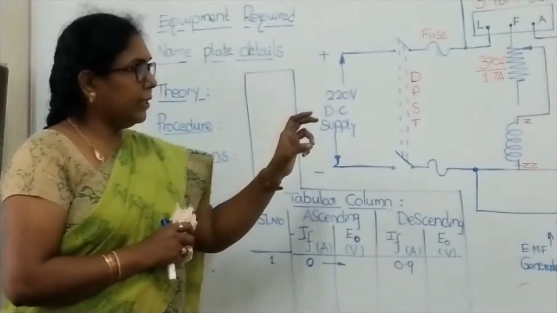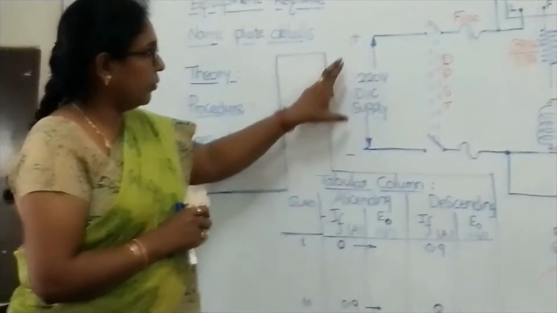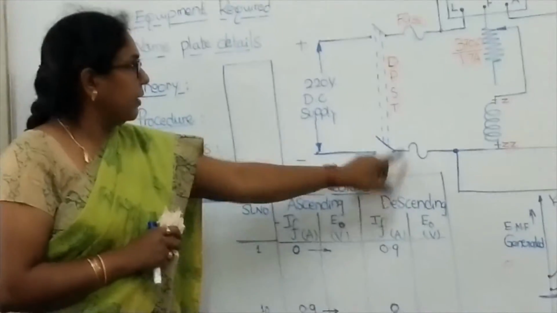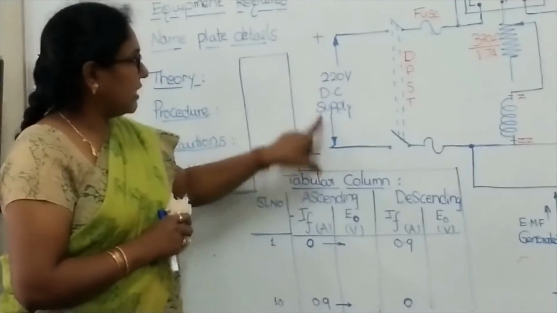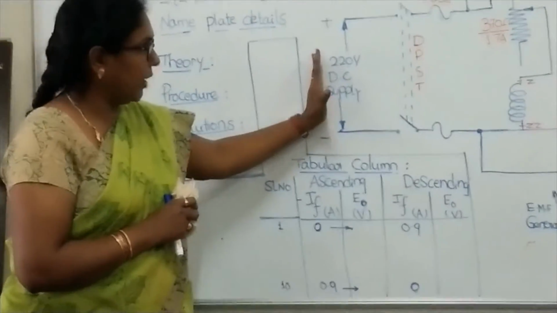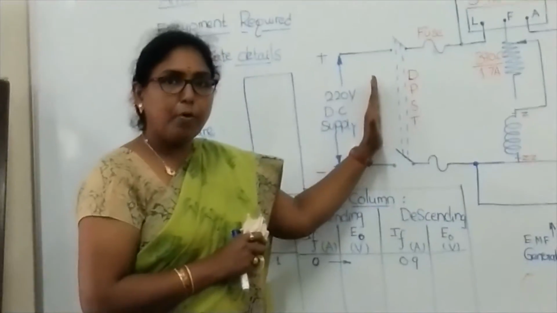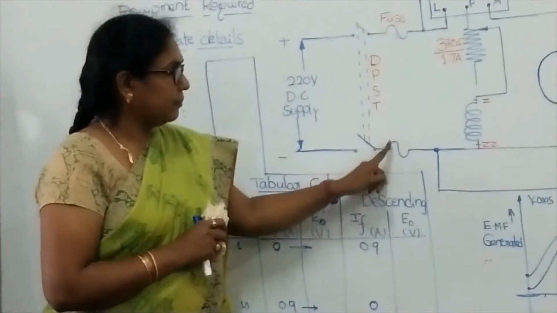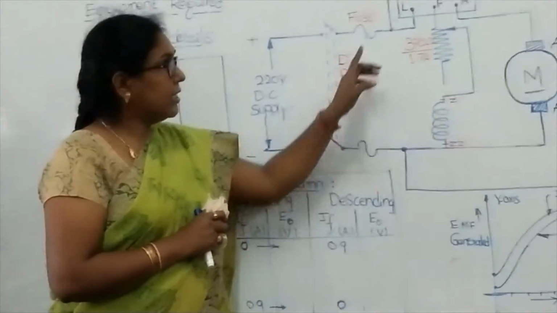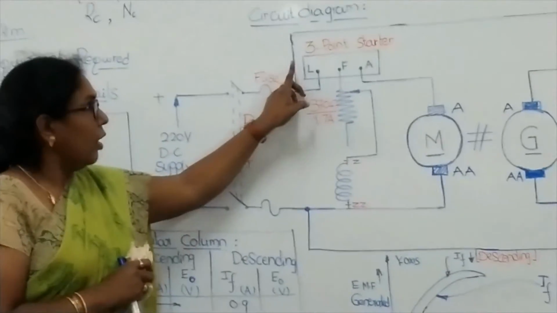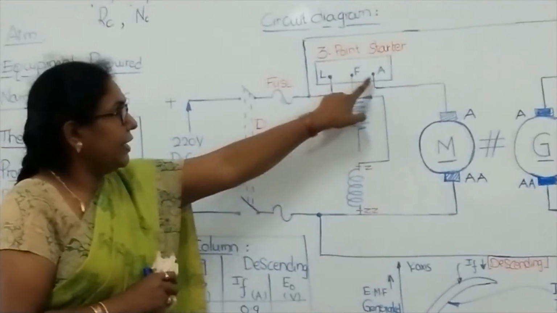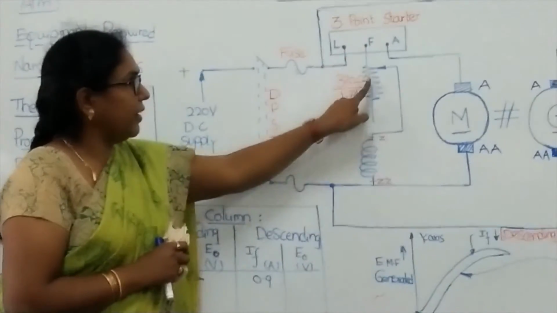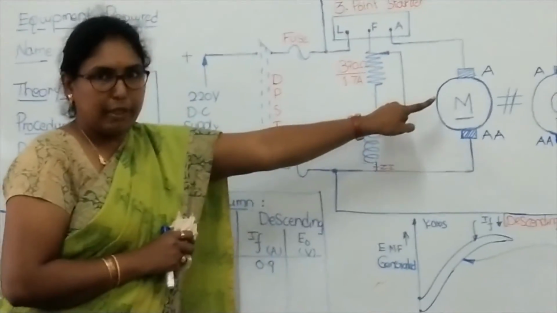So let me introduce one by one here and explain each and every point on the circuit diagram. This is a DC voltage supply, plus and minus. We are starting from this point, and there will be a double pole single throw switch, represented like this, and there are fuses here. Then there is a 3-point starter, which has L, F, A. L means it will go to the line, F means it will go to the field, and A means it will go to the armature.